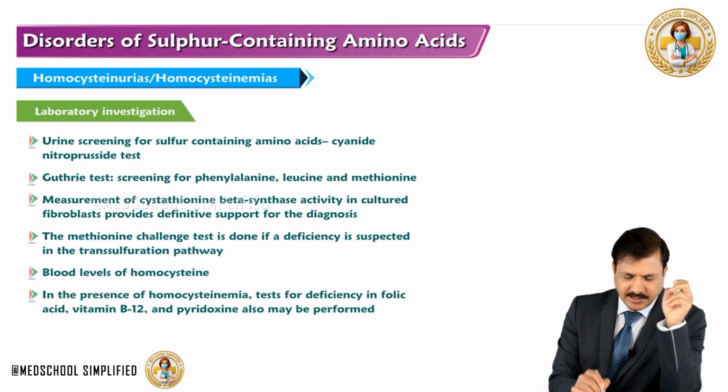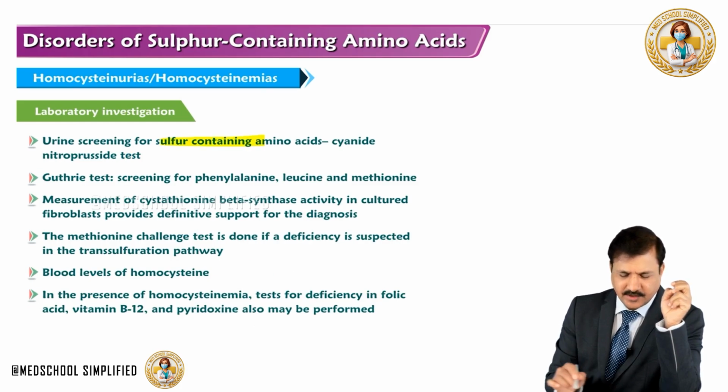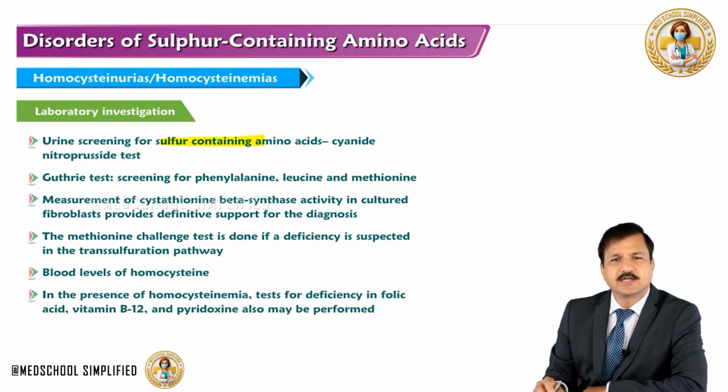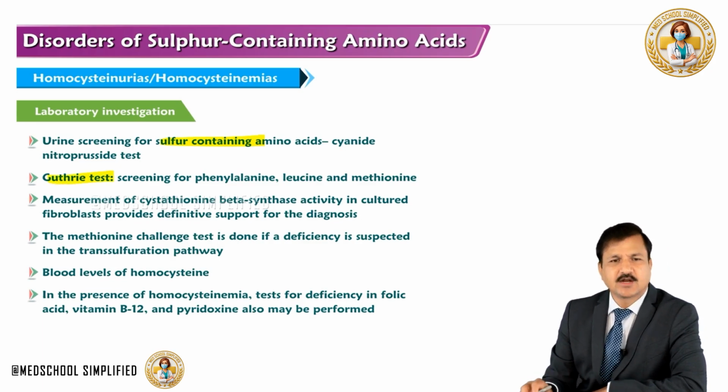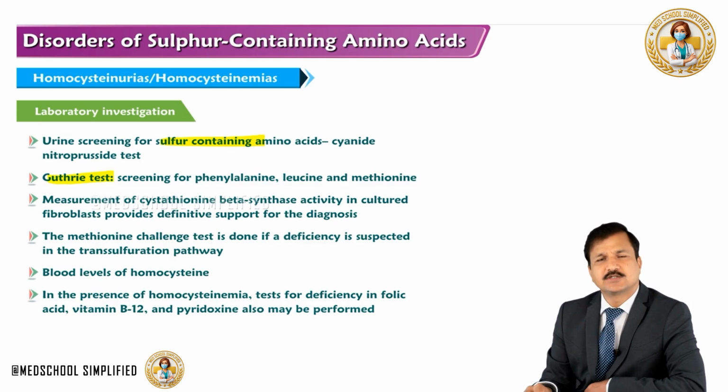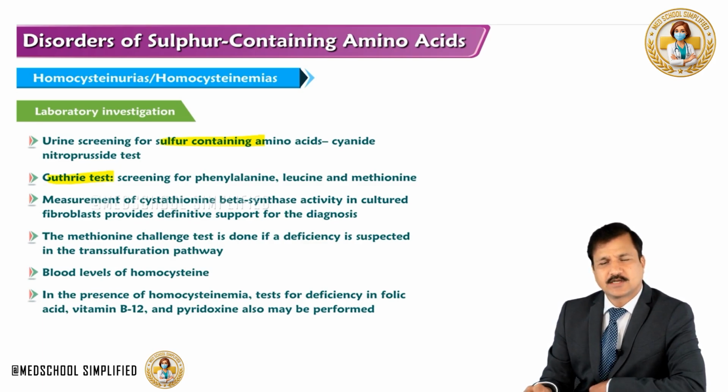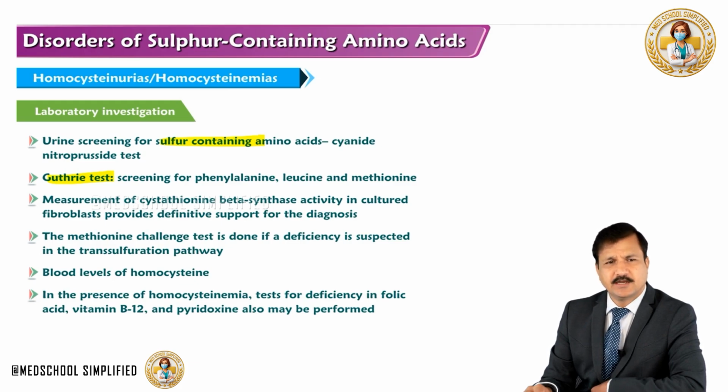Now, laboratory investigation is urine screening for sulfur-containing amino acids. The test that is done is the cyanide nitroprusside test. The GU3 test can also be done. Although the GU3 test is used in screening for phenylketonuria, it can be used for screening not only phenylketonuria but also for leucine and methionine.